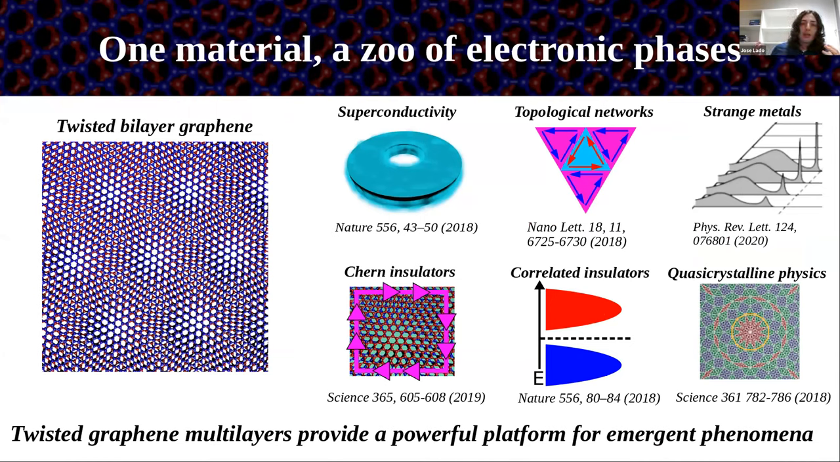So let us just think how remarkable this system is: you take a system that is chemically pure, that consists only of two layers of graphene, and depending on the angle that you choose between the two layers, you get completely different phenomena, ranging from superconductivity to topological networks to strange metals to various types of quasi-crystalline physics, correlated insulators, and even topological insulators. And this happens in this very simple material. It's a material that consists of two layers of graphene.